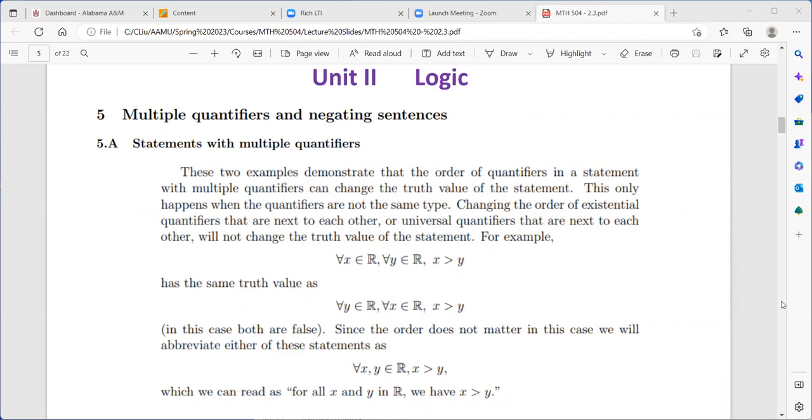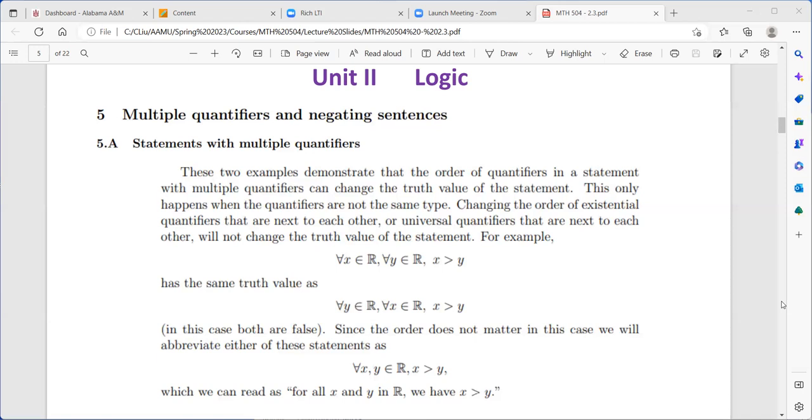One is called the universal quantifier. It's like an inverted A, capital A, up and down. The other one is called the existential quantifier. That's like a capital E flipped left and right, a reflection to the left. We use that a lot, especially in mathematical proofs.